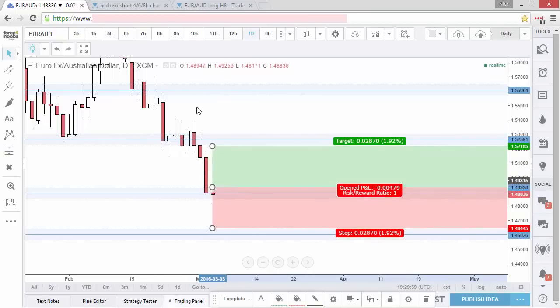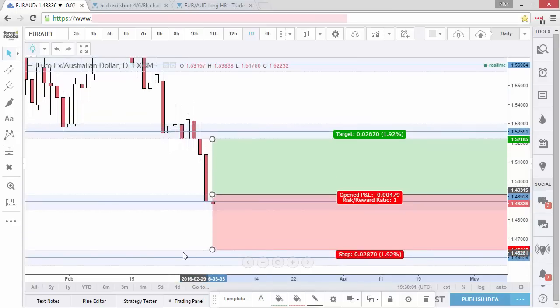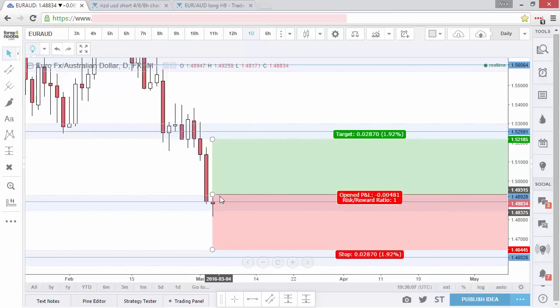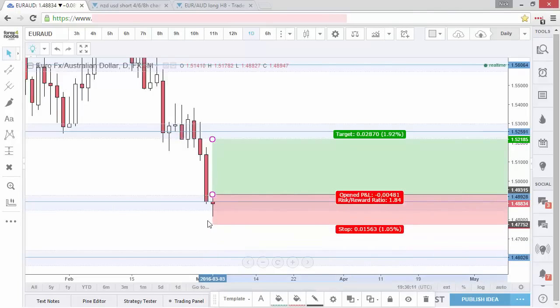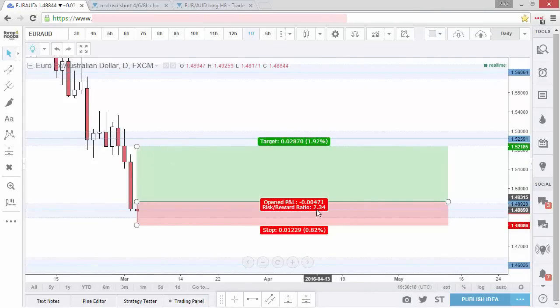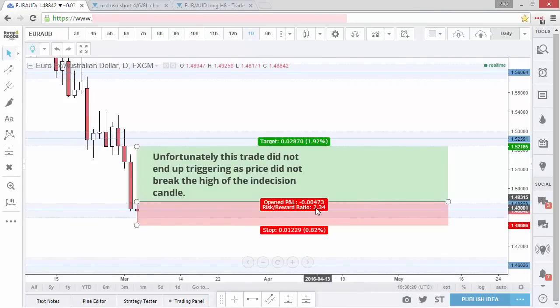This is great because I can show you an actual active, it's not an active setup yet because the candle hasn't closed. I want it to close, but I can show you something that looks like it's going to close as indecision and how I would trade it. Let's see if we get a good risk to reward ratio. Yeah, we do. Good risk to reward ratio, 2.34.